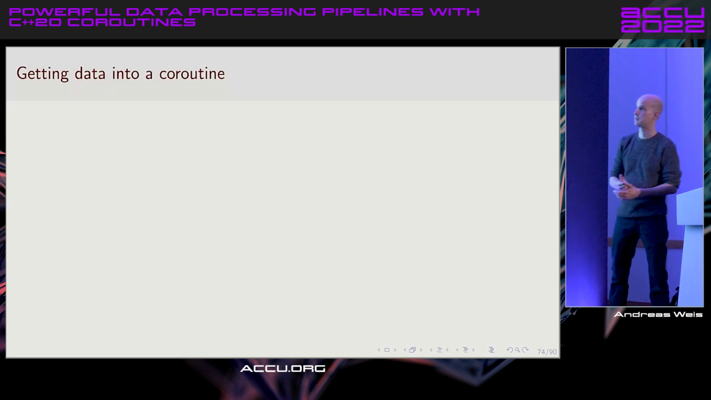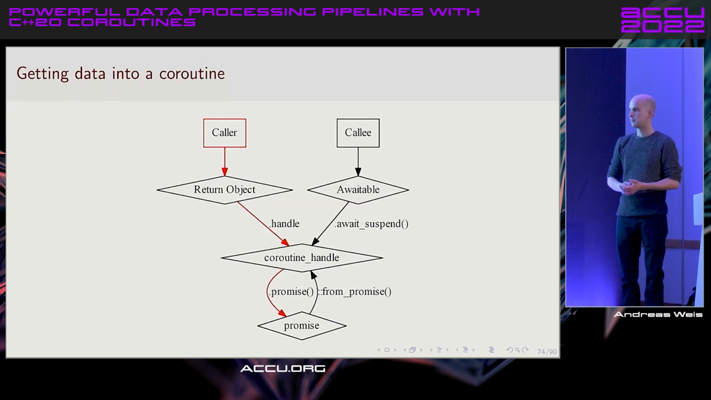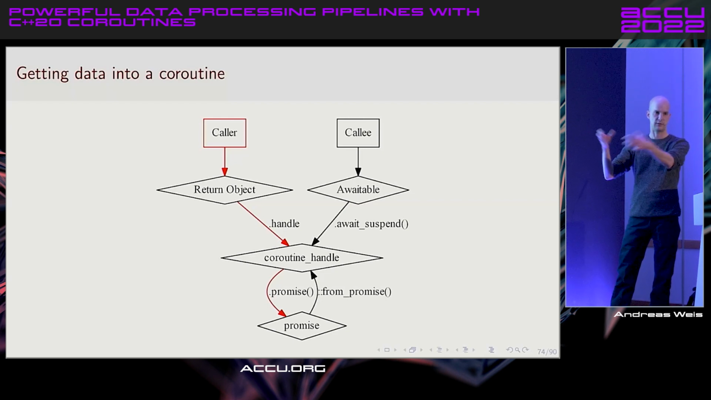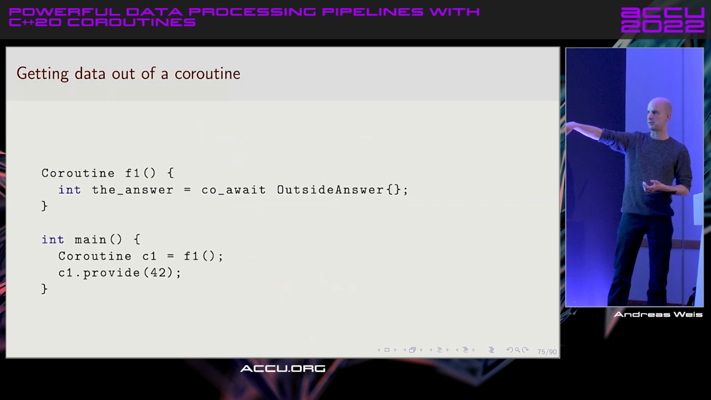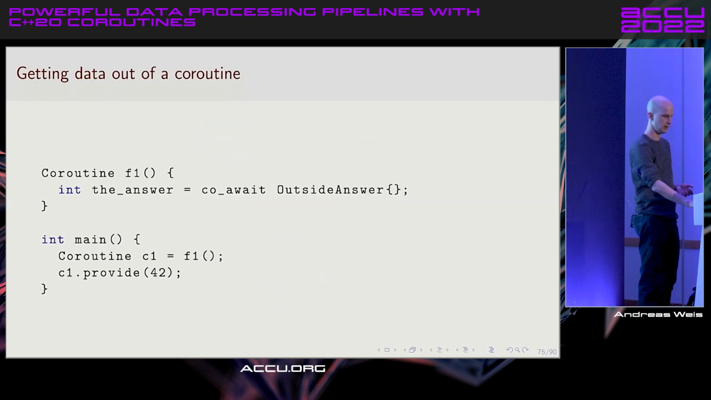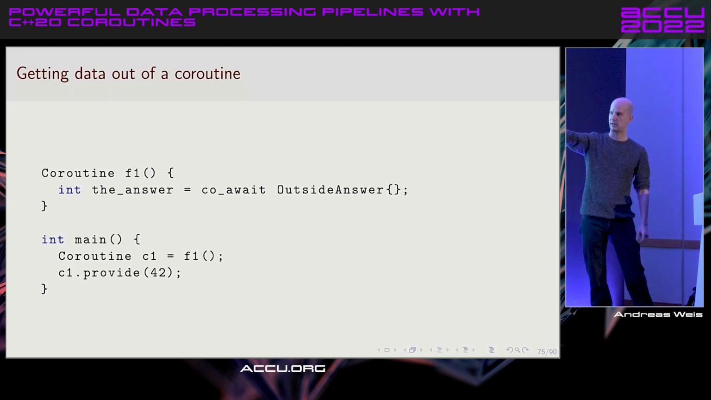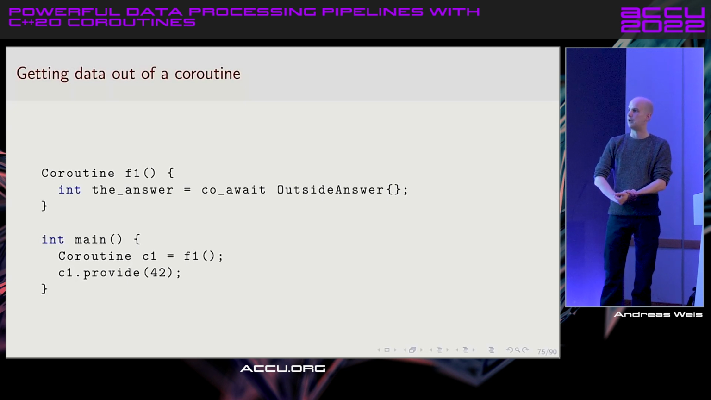So let's do the other side. How can I get data from the outside into a coroutine? So the key is still to get to the promise, right? Because that's the only object that both sides can reach. And the path is the same as before. I have to go through the return object. So now instead of a getter, I add a setter function. I called it here provide to the coroutine object.